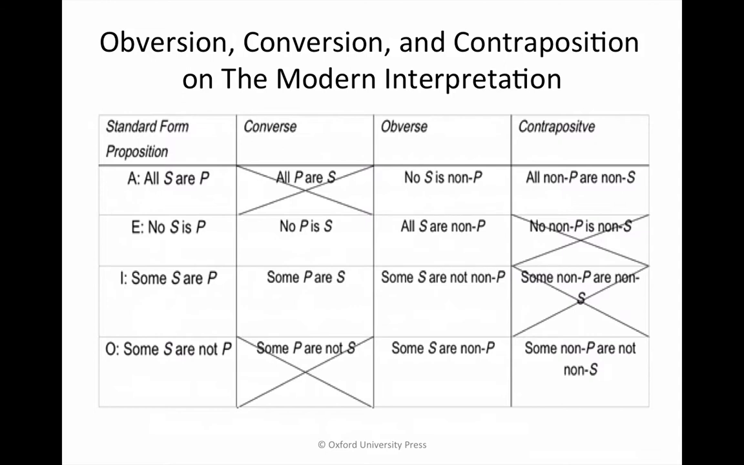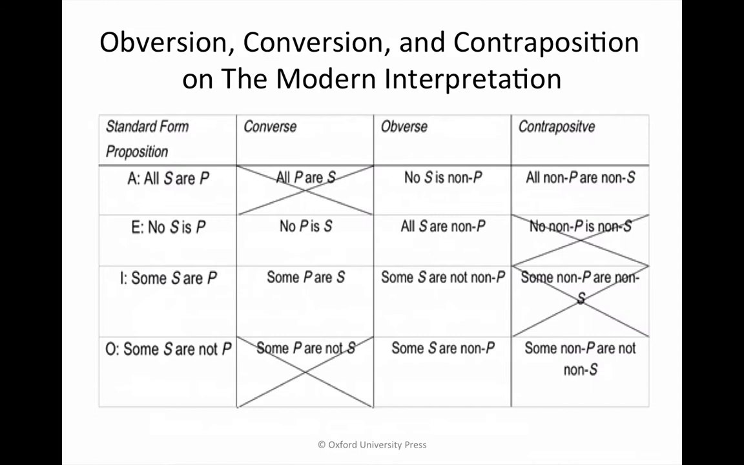Here's a chart that may help you understand what is going on with the validity or invalidity of a given inference. So we've got conversion and contraposition on the two ends, and you'll notice that the A and the O are not valid for conversion. You can tell that not only by what you already know, but by the X through the relevant boxes. And then the contrapositive is not valid for E and I. Again, you can tell that by the X's through the relevant boxes. Obversion, on the other hand, is valid for all four claim types.